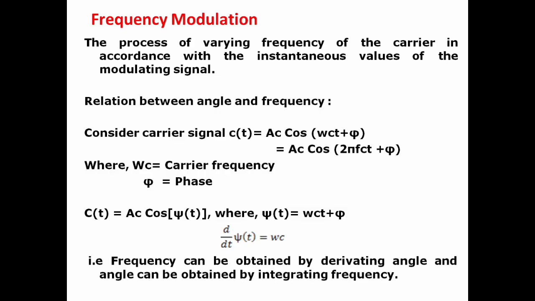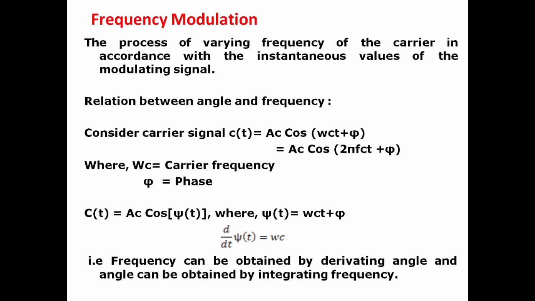Next is frequency modulation. What is the frequency modulation expression? The carrier signal c of t is equal to Ac cos omega c t plus pi, that is Ac cos 2 pi fc t. The omega can be replaced by 2 pi fc. So Ac cos 2 pi fc t plus pi.